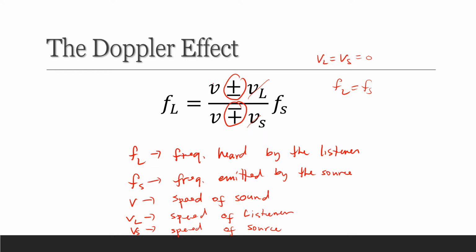So how or when are we going to use positive and negative in a certain problem? Again, the equation is very simple. FL is just equal to this one: (V ± VL) over (V ∓ VS) times FS. So it depends upon the problem when we can use plus or minus. Okay, so we will discuss that later.